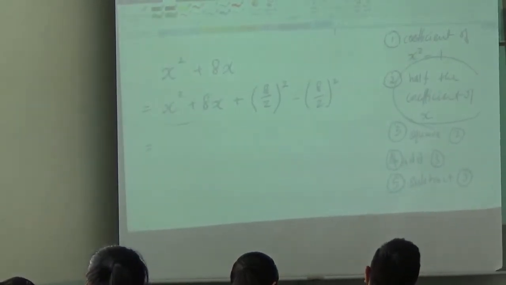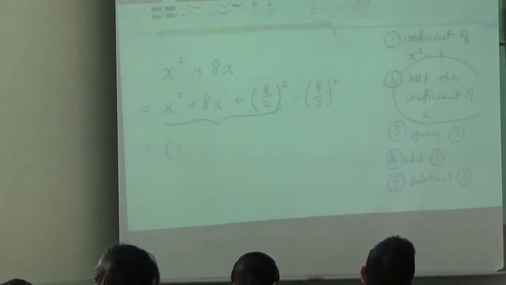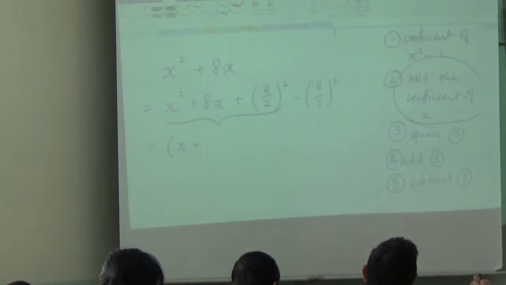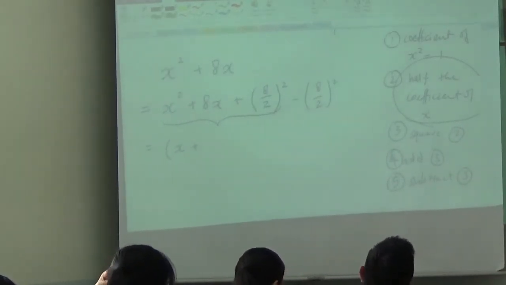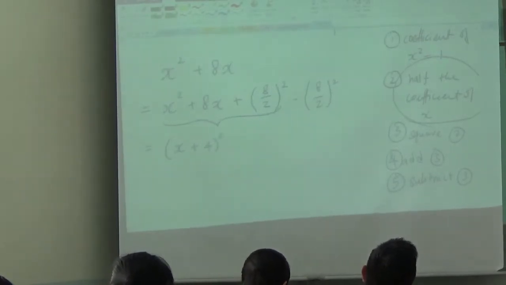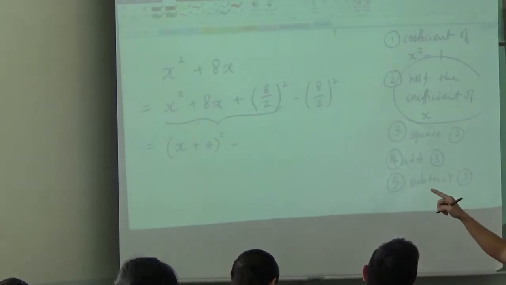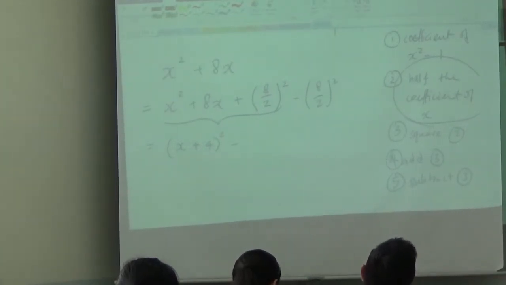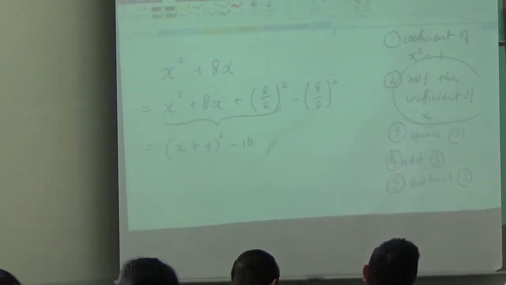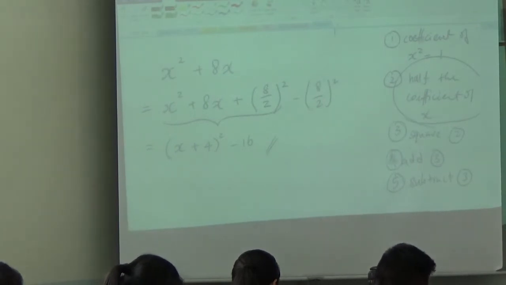Now, the first three terms, if you can remember the diagram, gives us x plus 4. Where did the 4 come from? 8 over 2. X plus 4 squared. Minus what? 8 over 2 was 4, right? Times 2, squared, we get 16. This is the process of completing the square. Alright? Let us try it.